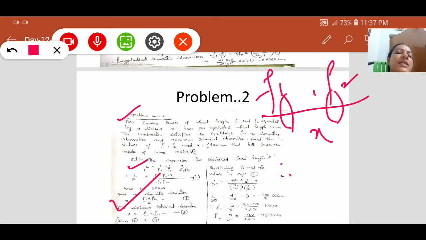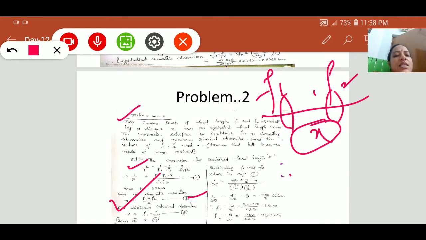And this also satisfies the minimum spherical aberration. For that, the distance must be equal to the difference of their focal lengths. So say this is the first equation, and for no chromatic aberration, that is the second equation. For minimum spherical aberration, that is x is equal to f1 minus f2.